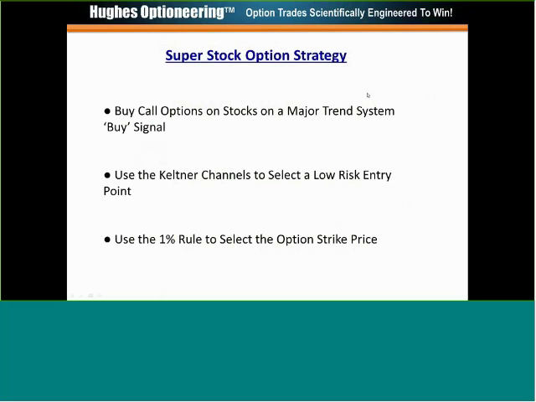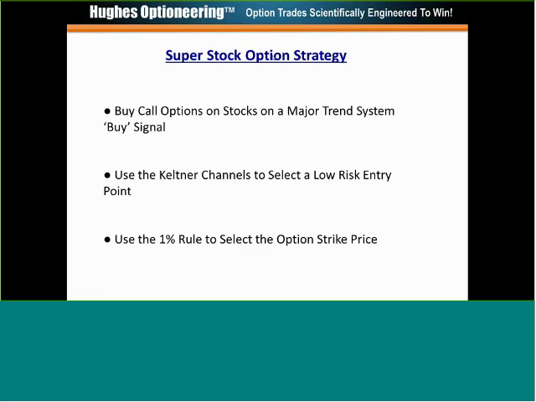So let's talk now about the super stock option strategy. What we like to do is we trade both stocks and options when we use the major trend system. So if a stock is on a major trend system buy signal, then we'll go ahead and buy call options on it. And we use the Keltner channels, which I'll show you here in a minute, to select a low-risk entry point.